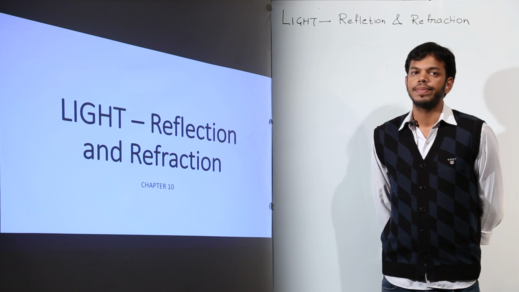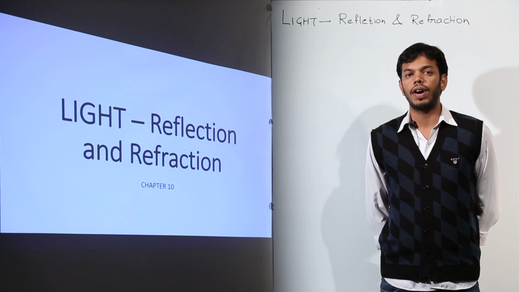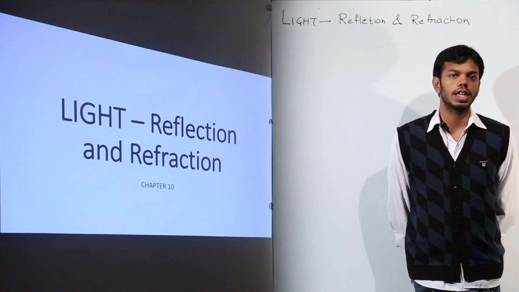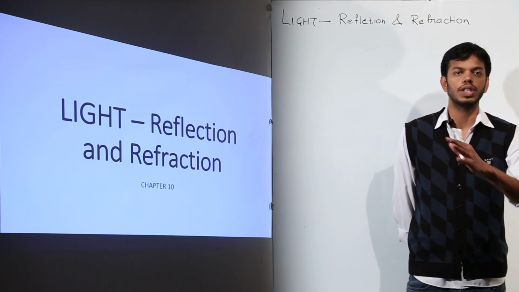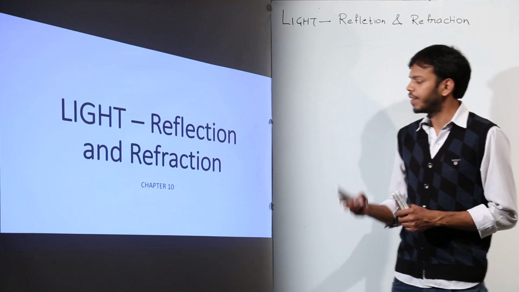For example, do we know why the sky appears blue? Do we know why during sunset and sunrise the sky appears reddish orange in color? Or what causes a rainbow? These are all the phenomena which are associated with light and its properties. So we'll start with a very basic thing, light, reflection and refraction.